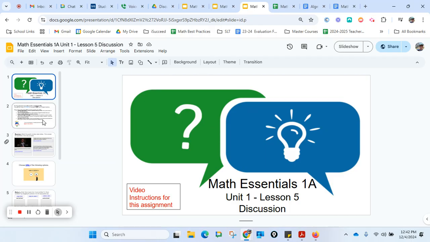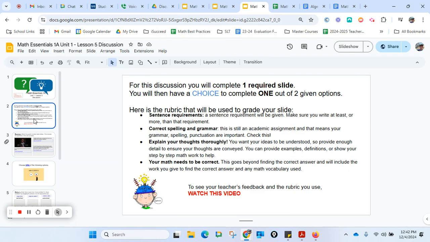So as we go through these slides, slide 2 is what the directions are and how it's going to be graded. So let's spend a second here. It says for this discussion, you will complete one required slide, and then you'll have a choice to complete one out of the given two options.